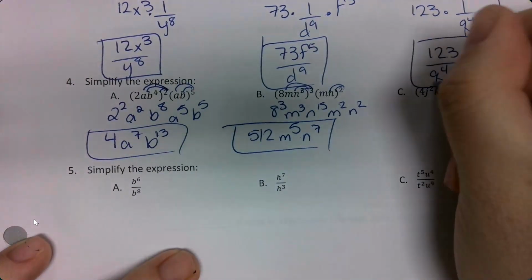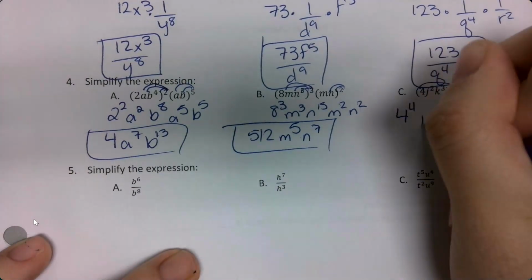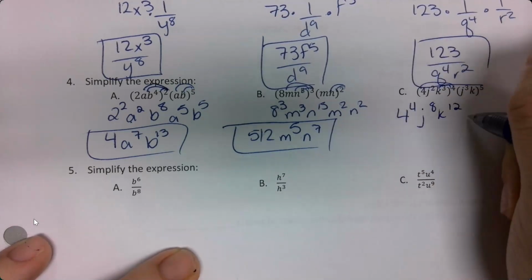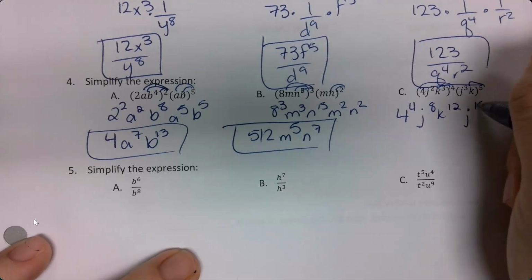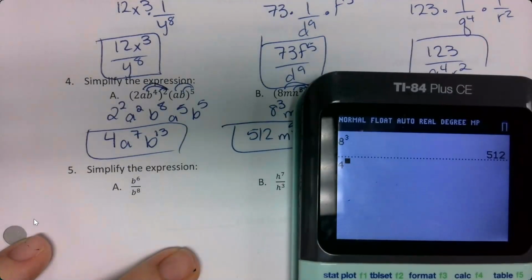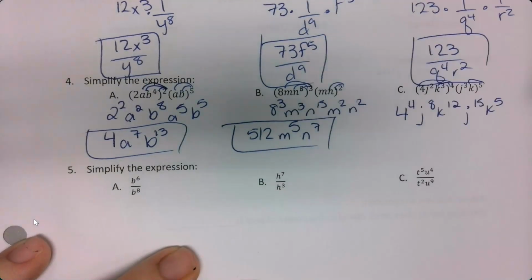Same idea on C. So I have 4 to the 4th. That's going to be j to the 8, k to the 12th. Then I have j to the 15, k to the 5. Then I don't know 4 to the 4th power. It's 256.